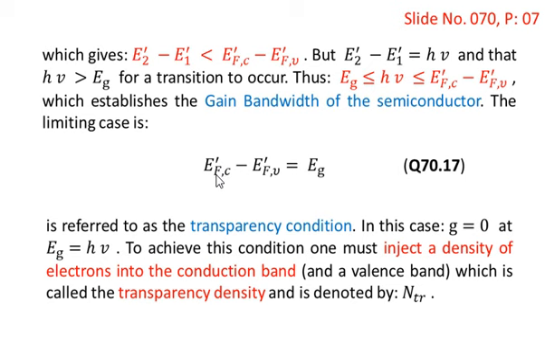According to the definition, all the levels above this level will be empty. And all the levels within the valence band lying below EFv prime, that is, below the quasi-Fermi level of the valence band, are completely filled. If you supply this much energy, the transition will not occur, and the material is referred to as a transparent material, and this condition may be referred to as the transparency condition.